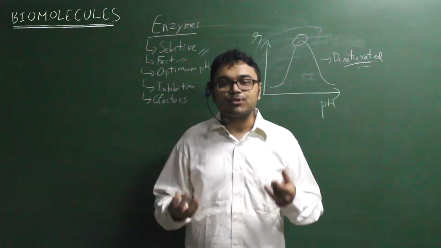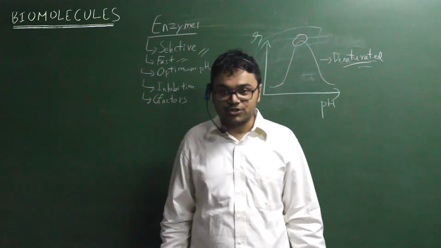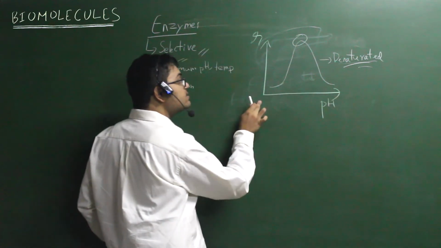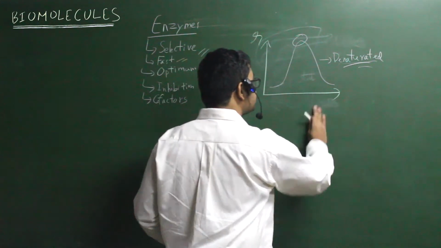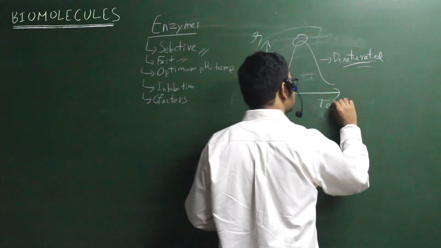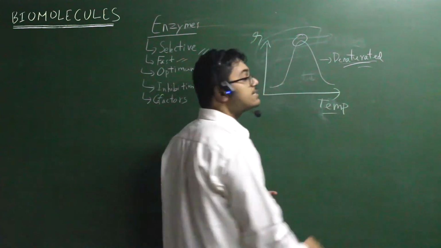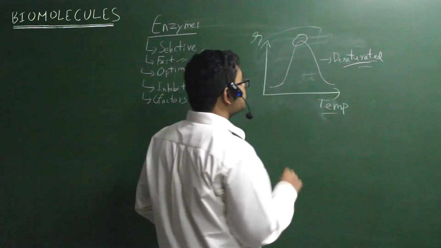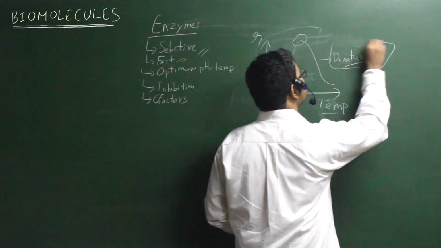They lose their basic properties. They lose their secondary and tertiary structures. And this happens with an increase in pH or a decrease in pH. Okay? If I were to replace this with temperature, the cool thing is that the shape of the graph is more or less the same. The only difference is that denaturation occurs mostly at the higher temperature.